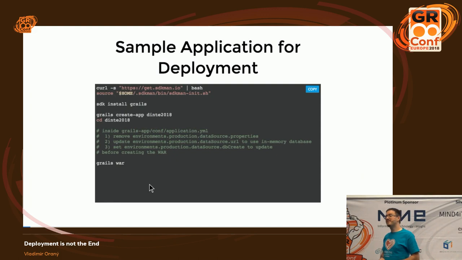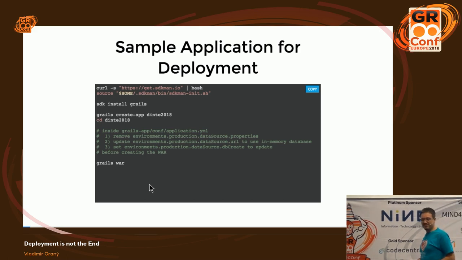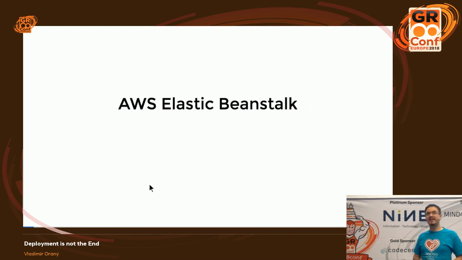If you remember, there was the favorite Groovy framework called Grails. Now everyone is into micro, but to deploy something, I just created a sample application in Grails. We just use SDKMAN to create a new application, made some changes just to be able to run without a database, and you can just create a WAR. And the WAR can be easily deployed to AWS Beanstalk.